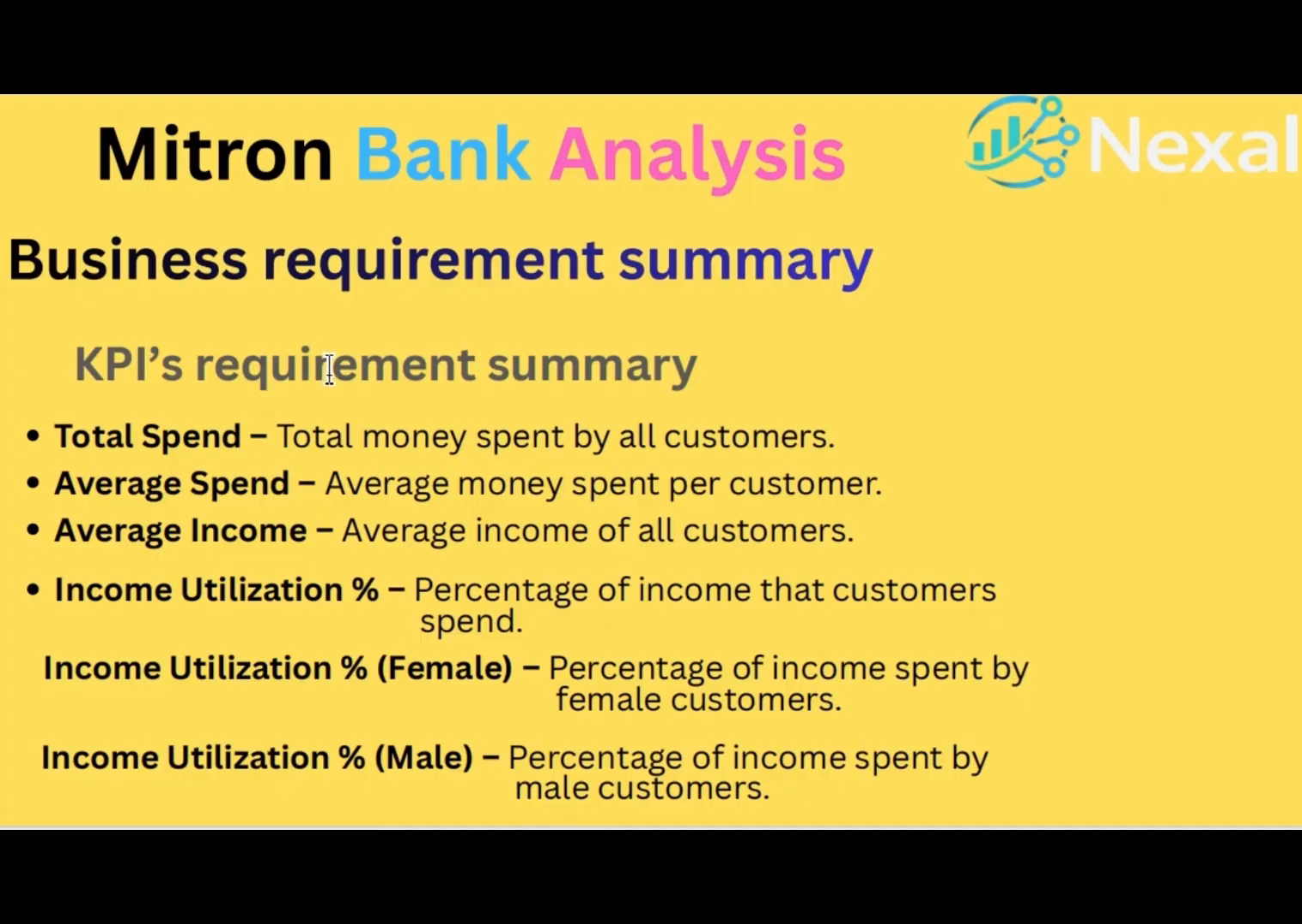From this business requirement, we are going to come up with the key performance indicators. These are the key performance indicator summary. We have total spend, average spend, average income, income utilization percentage, and income utilization percentage for male and female. There you can see the definition of total spend: total money spent by all customers; average spend: the average money spent per customer, and all those KPI requirements. These will help us come up with the general performance of the company. But if we want to dig deeper and do a deeper analysis, that is where the visual requirements come in.